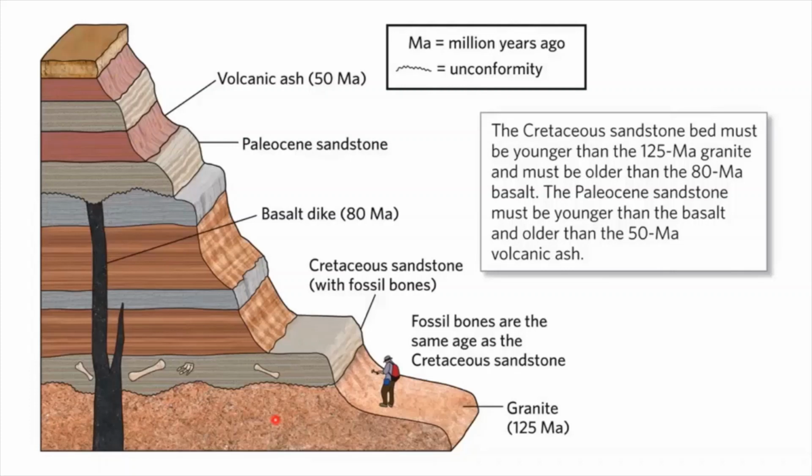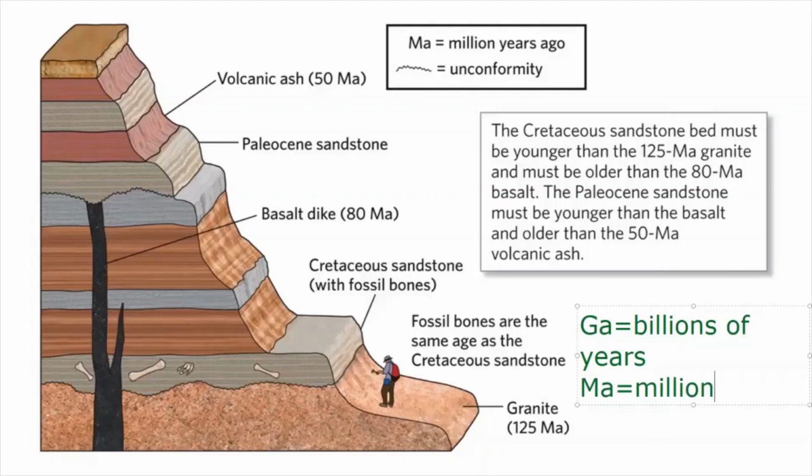So there's some different terminology we'll be using throughout the semester. GA stands for billions of years, and MA stands for millions of years. Okay. So this is 125 million years old.